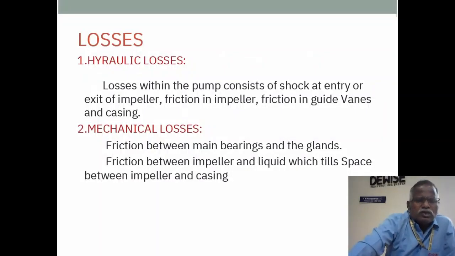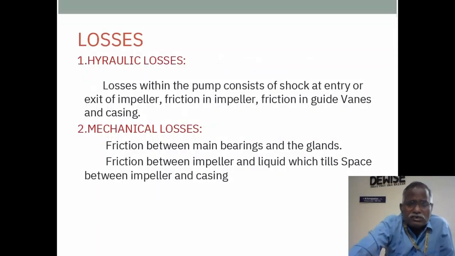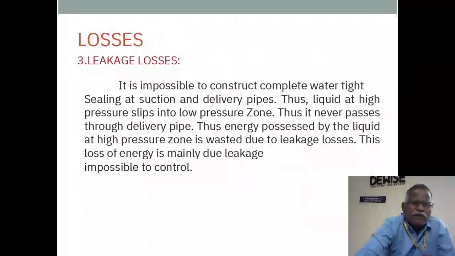Mechanical losses mean the friction between the main bearing and the glands, and friction between the impeller and the liquid in the space between the impeller and casing. This is called mechanical loss, happening between the bearings, glands, and in between the impeller and casing.